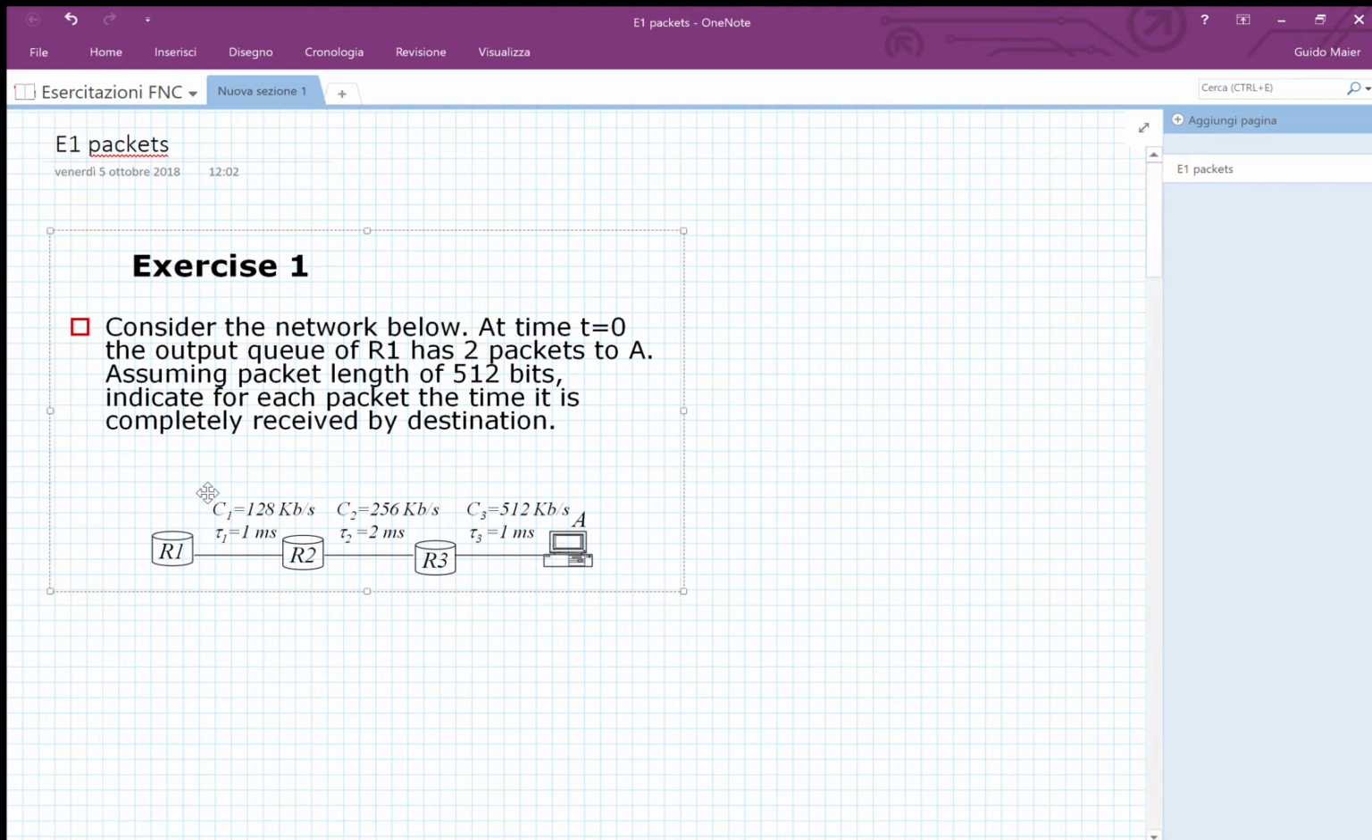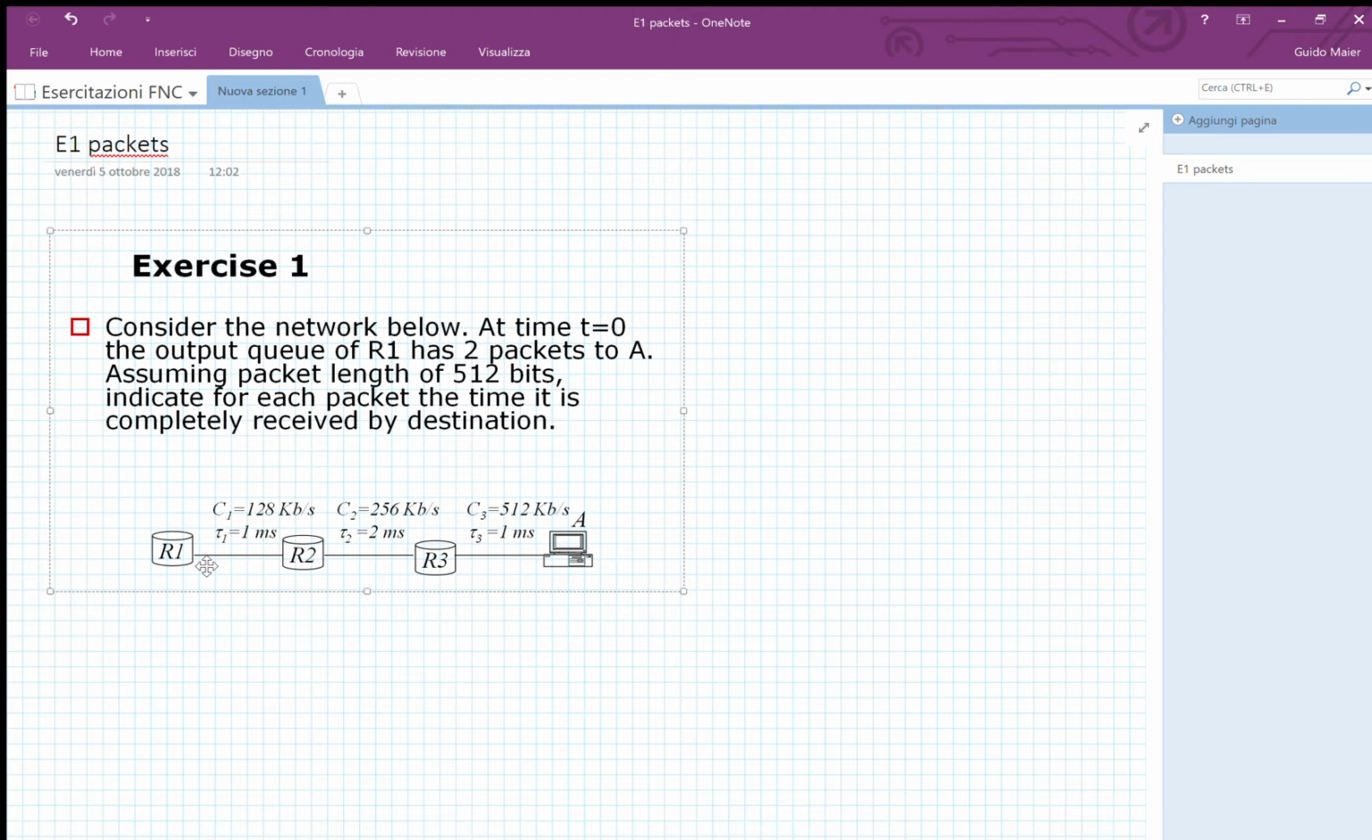Capacity refers to the speed of the transmitter that is connected to R1. In this case, we are only considering one direction, so from R1 to A, and so we are only interested in the interfaces of the transmitters that are located at the interfaces of the 3 nodes towards the next node.